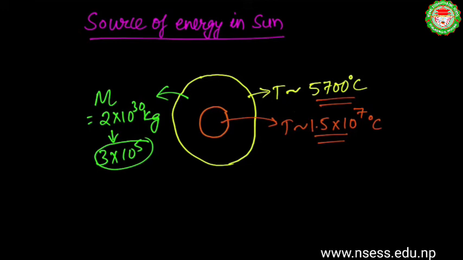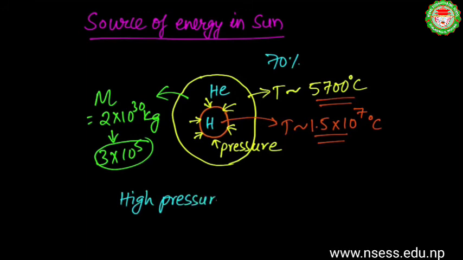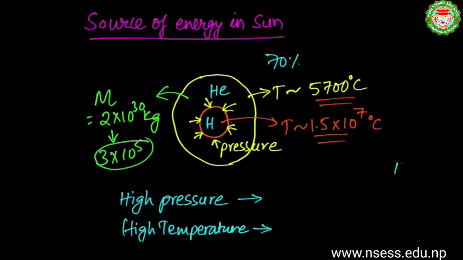Now, how energy is radiated, how energy is released from the sun, we will go through that. Source of energy in the sun. The temperature we discussed is very high inside the sun, and pressure is also very high, and it is composed of 70% hydrogen gas and the remaining 30% helium and other gases. So you can say that there is high pressure and high temperature inside the sun.